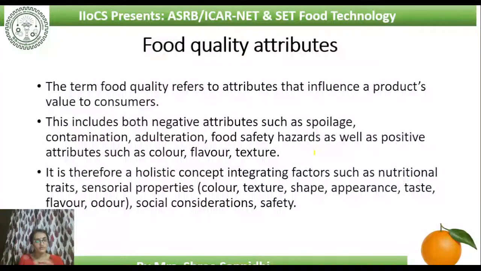One food product's features should be acceptable to the people in society also, like social consideration should also be there. Otherwise that food product will not be of good quality. And also it should be safe. Safety is the primary food attribute. We have to have safe food to consume, right? All these are positive attributes of food.